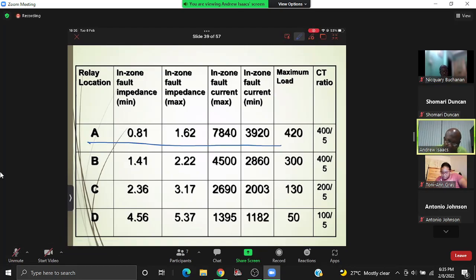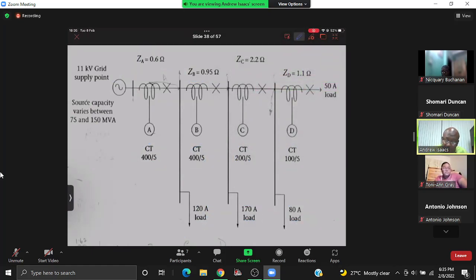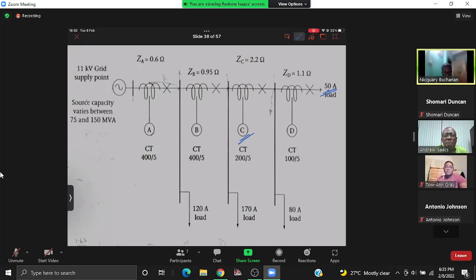Now, let's look at the loads. So I'm going to look at the loads for each of these relays. If we go back to the network, relay D, can we see that it will have 50 amperes? Are you comfortable with that? Relay C, what load current will it see and why? Will you see 130, sir? Why? Because it has the 80 at the load right after C and then one after D. So it's carrying this community load and that community load. So that's how we get the 130.